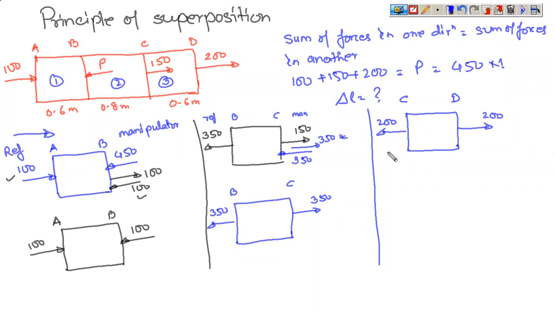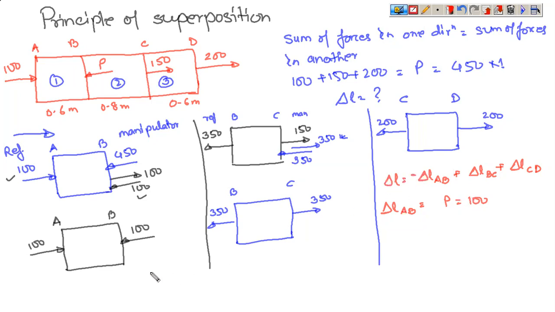So now you have to find the total delta L. Total delta L is delta L of AB plus delta L of BC plus delta L of CD. So for delta L of AB, you will use P is equal to 100, but this delta L will be negative.